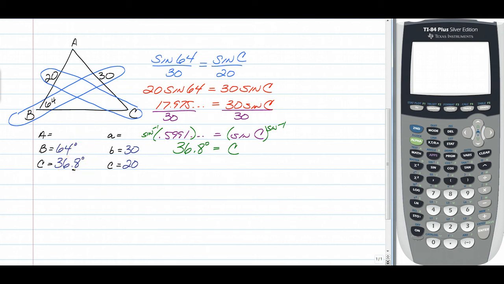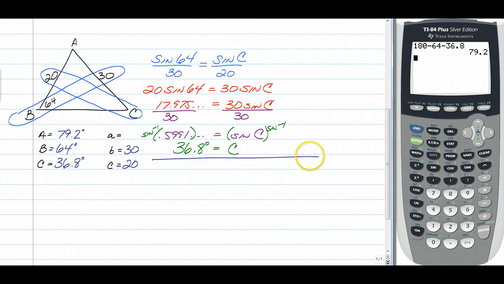So now that we have two angles of a triangle, we can just find angle A by subtracting our first given angle, 64, and the angle we just found, which is 36.8. And after we click enter, we get angle A is 79.2 degrees. Okay, so now we have enough information to find little a. So to do that, we're going to need to use the law of sines one more time, but again, most importantly is setting it up correctly.